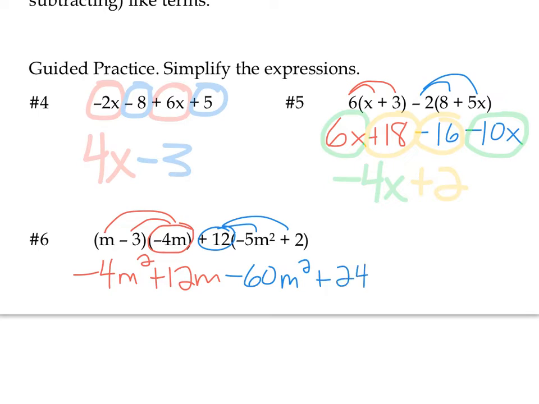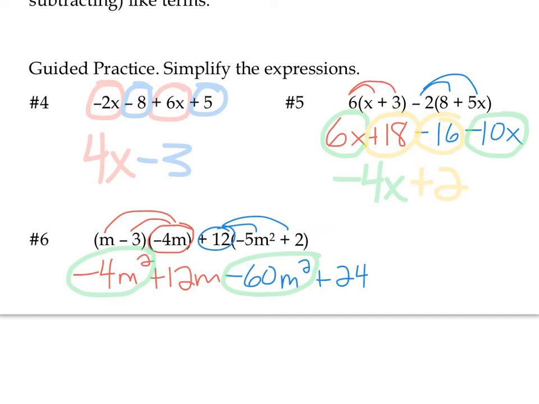Now when we look to combine like terms here, there's only two like terms that we're going to be able to combine. Okay? That's the negative 4m squared and the negative 60m squared. Same variable to the same power. We can't combine and add the negative 4m squared and the 12m because they don't have the same variable to the same power. They have the same variable m, but not the same exponent. So be careful on that.